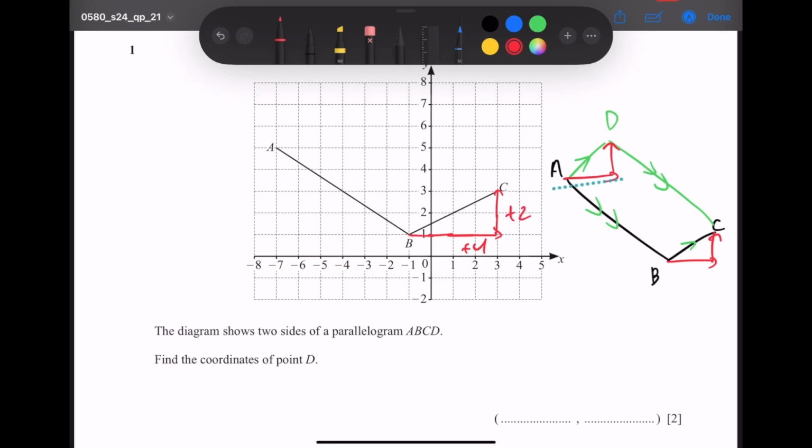So in the same way, since D is 4 units to the right of A and 2 units upwards, we can do 1, 2, 3, 4 and 1, 2. This is our point D. And the coordinates of point D is -3 for the x coordinate and +7 for the y coordinate. So that's our question 1 answer.